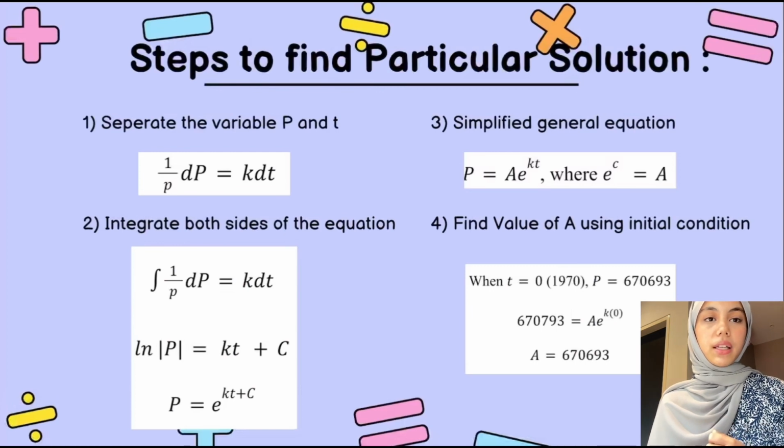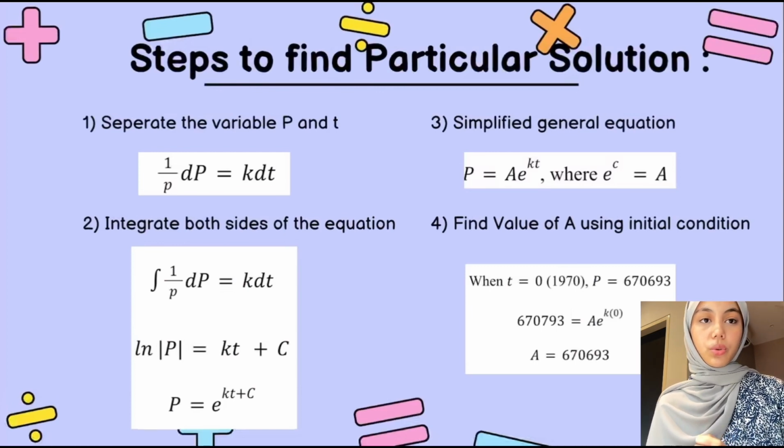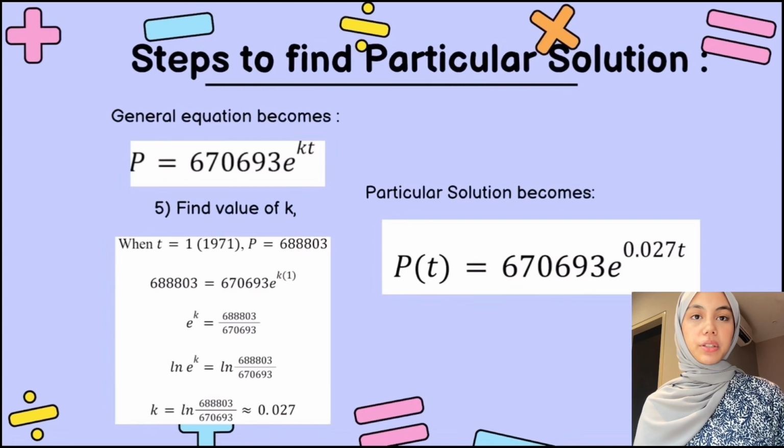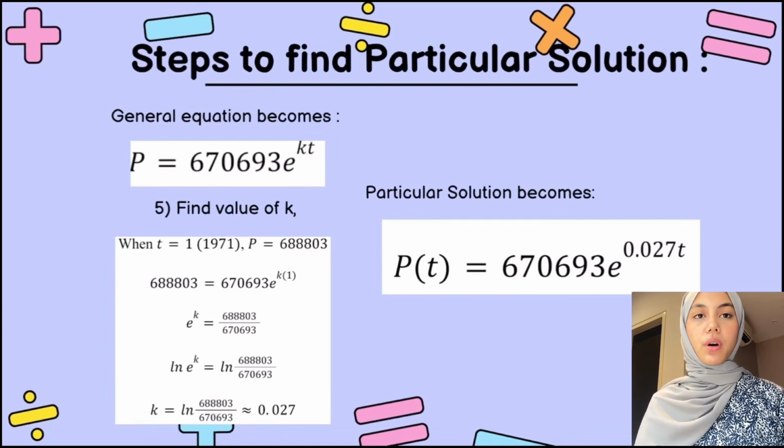And then to find A, we need to let t equals 0, which refers to 1970, and the population is 670,693. We just substitute the value into our general equation, and we get A is equal to 670,693. The general equation becomes P equals 670,693 e to the power of kt.